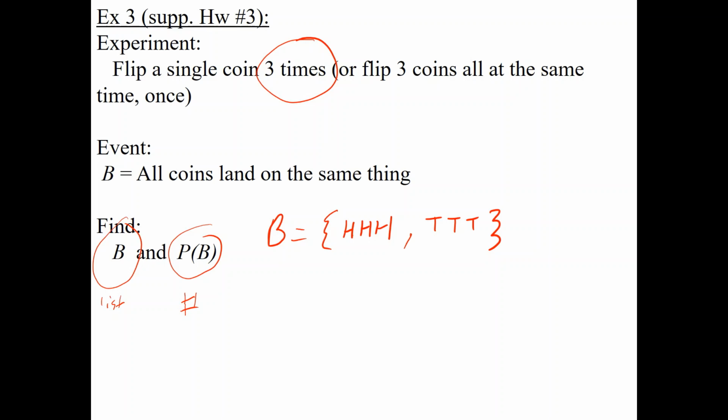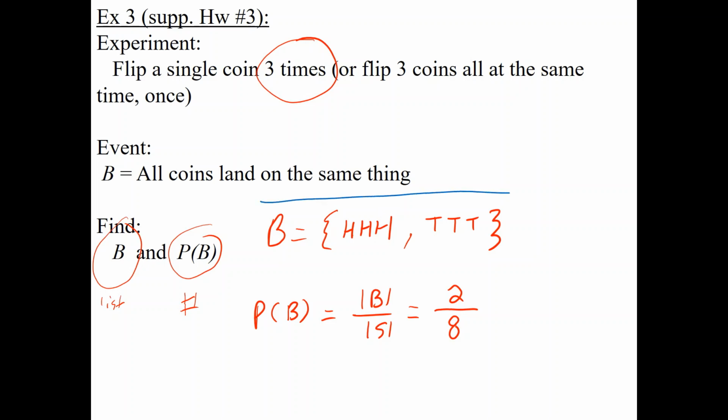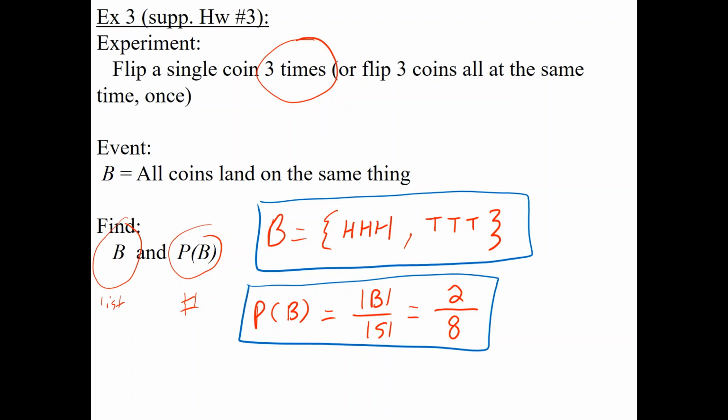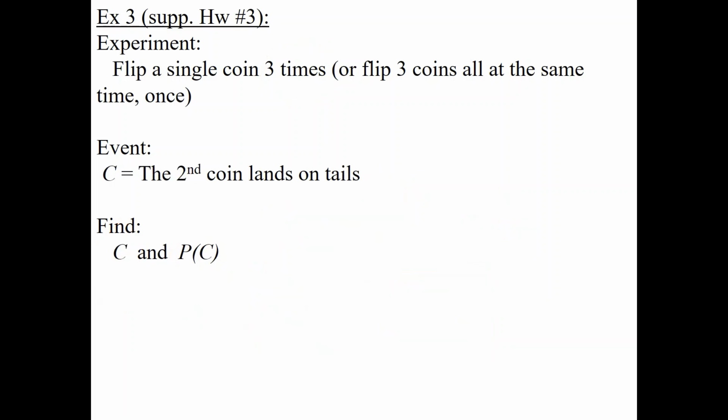Okay, and then to find the probability of B, same formula. Absolute value of B over absolute value of S. That's the number of things in B. How many things are in the event B? How many outcomes? 2 outcomes. How many outcomes in S? 8. And that's the answer to that. So here's the answer for finding event B, and here's the answer for probability of B. Okay, let's try another one.